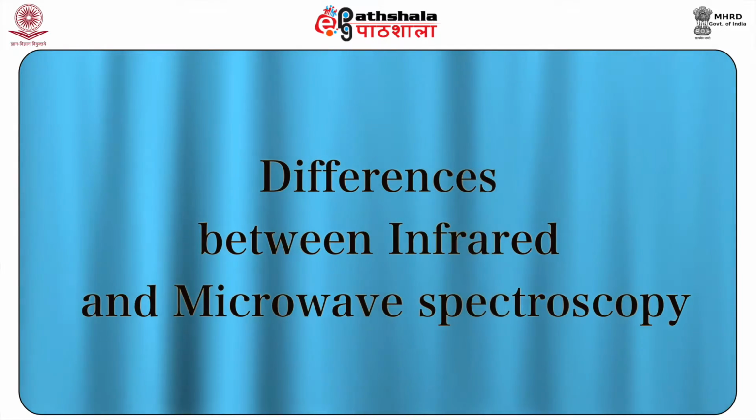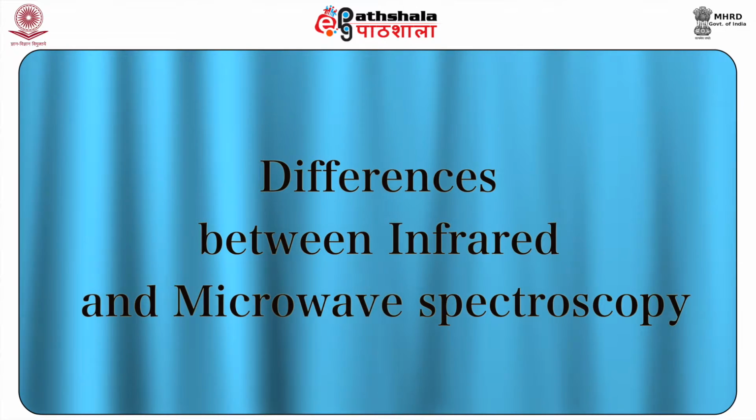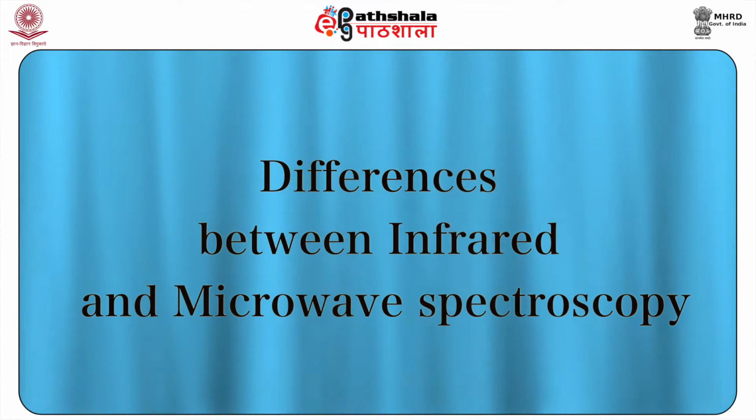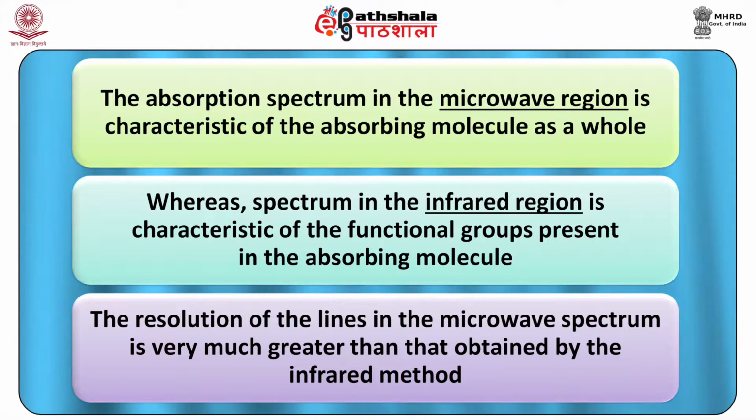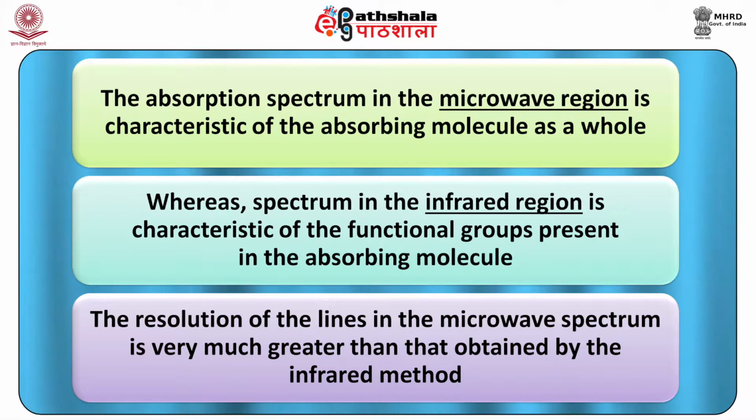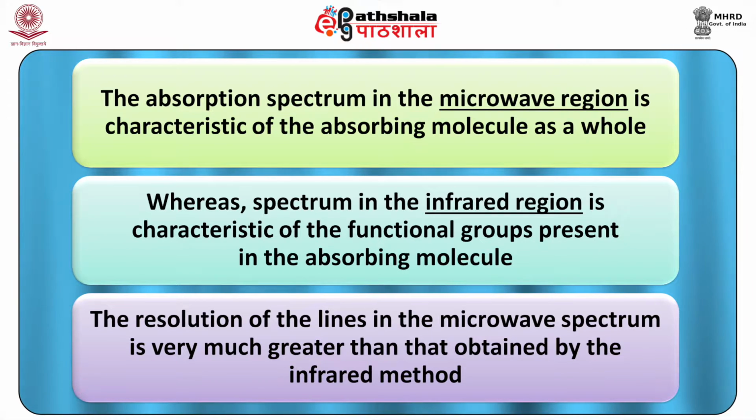Now we shall see the differences between infrared and microwave spectroscopy. The main differences between infrared and microwave spectroscopy are as follows. First, the absorption spectrum in the microwave region is characteristic of the absorbing molecule as a whole, whereas the spectrum in the infrared region is characteristic of the functional groups present in the absorbing molecule.